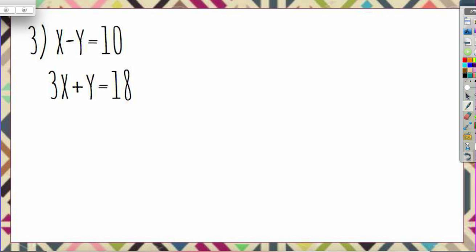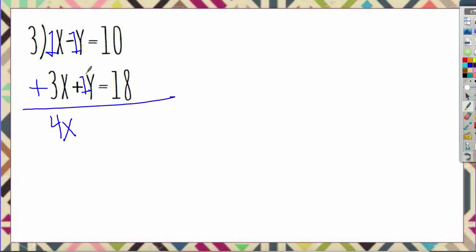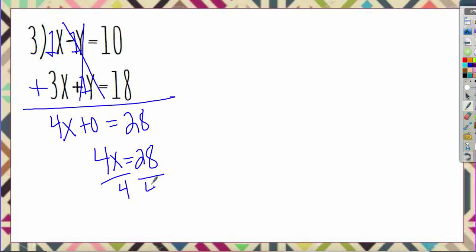Okay, so coming back to number 3, hopefully you got it right. If not, we'll check out what happened. We see they're already lined up. When we go to add, we've got an understood 1x here plus 3x gives us 4x. A negative 1y plus 1y will cancel each other out, so it's like 0. 10 plus 18 gives us 28. So if 4x equals 28, when I divide by 4, x equals 7.